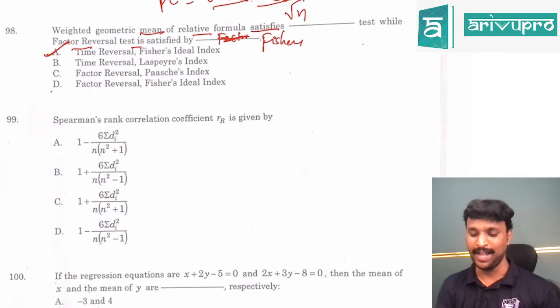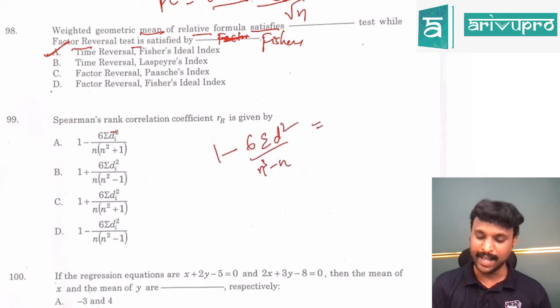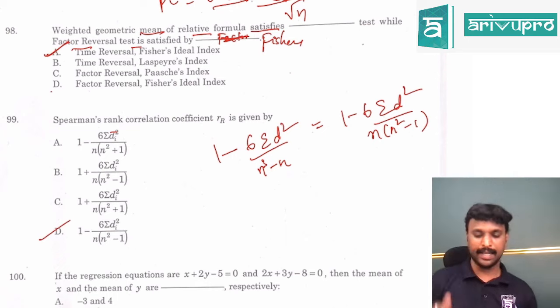99th is a laddu question. Guys, Spearman's rank correlation formula is what? 1 minus 6 into summation D square divided by n cube minus n. That means 1 minus 6 into summation D square divided by n is common, n square minus 1. So option D is the answer.